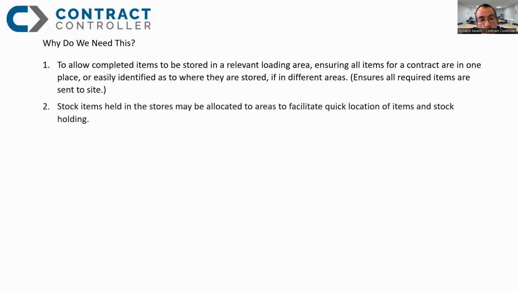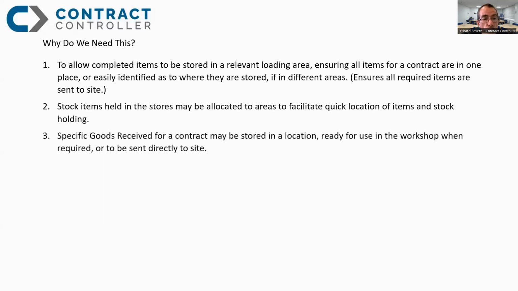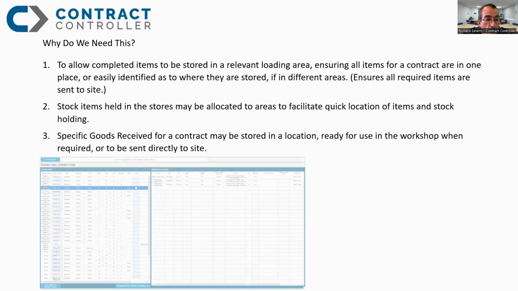Stock items held in the stores may be allocated to areas to facilitate a quick location of items and stock holding. And specific goods received for a contract from a purchase order may also be stored in a location, and this is ready for use in the workshop when required, or if they're to be sent directly to site.